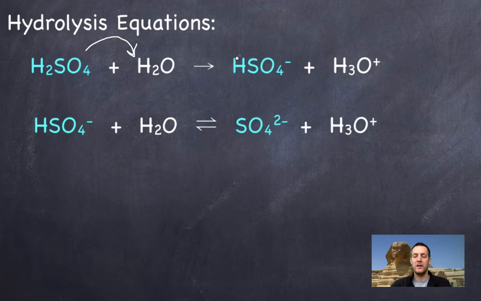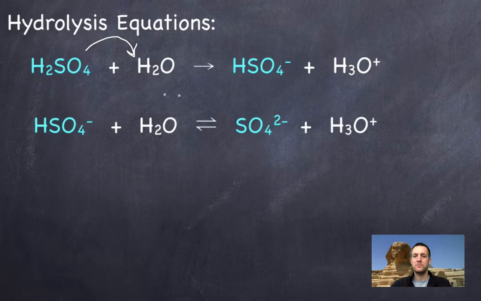They're a conjugate pair. They differ by one H+. This is the conjugate base of this acid. And this is the conjugate acid of this base. How is this a base? Well, it could accept H+ ions from H3O+ and turn back into H2SO4.